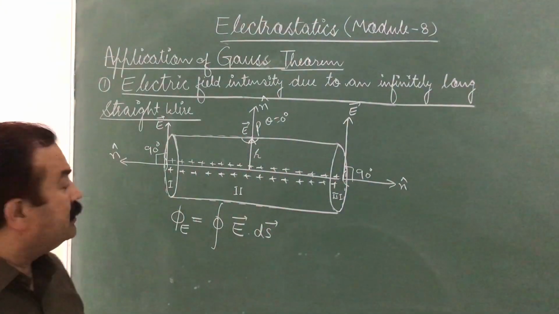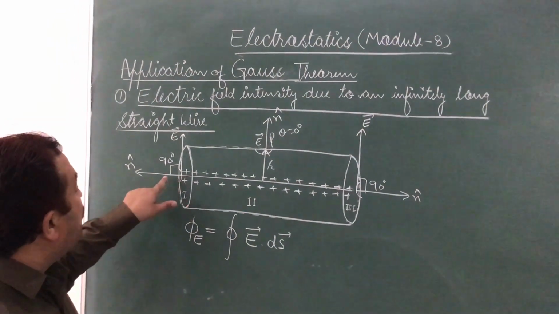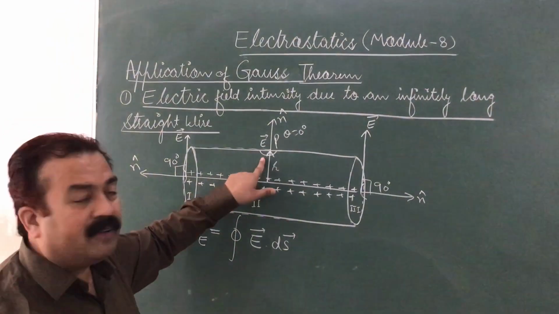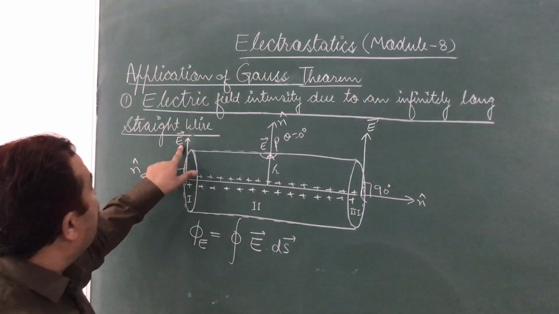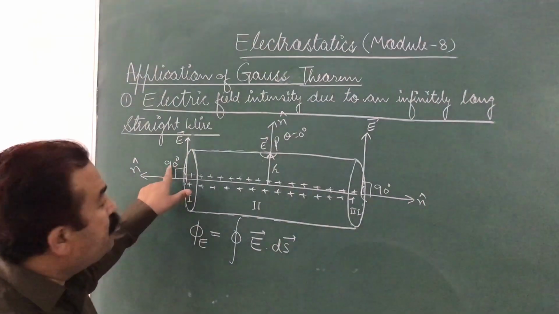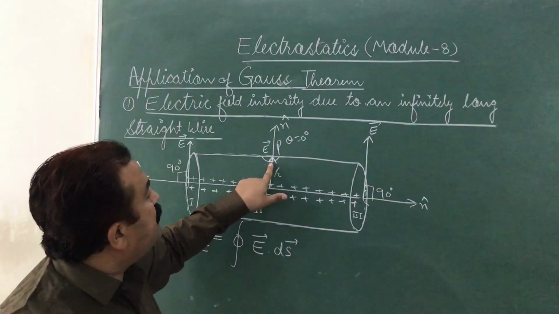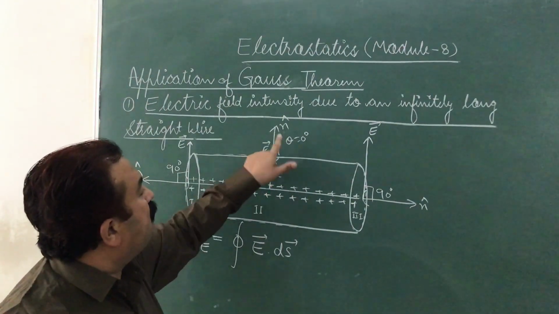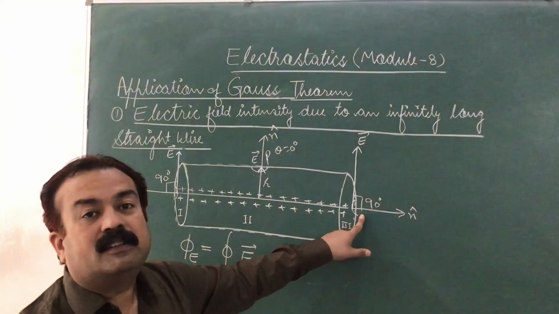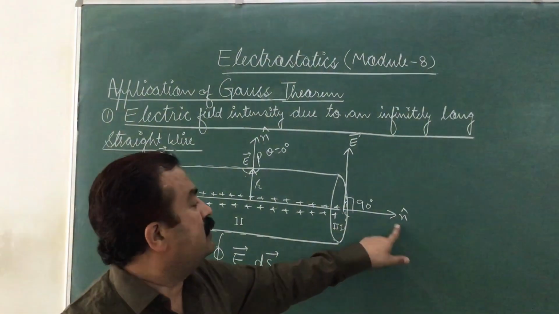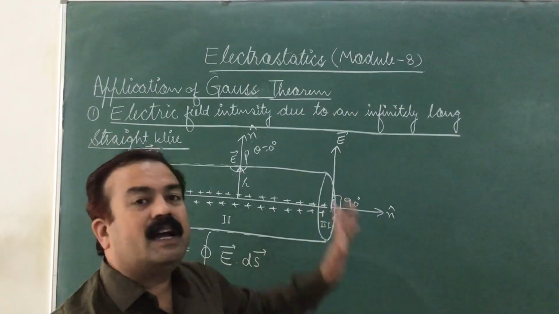Again, try to find it. Area vector in this direction. Electric field we have shown already, this is in upward direction. So what is the angle between electric field and area vector? 90 degree. Here electric field is in upward direction, area vector direction is also upward, so angle equals 0 degree. Here the direction of area vector, here electric field upward, angle is 90 degree.